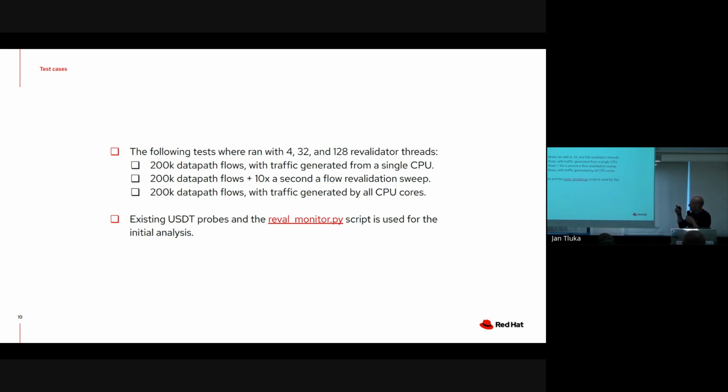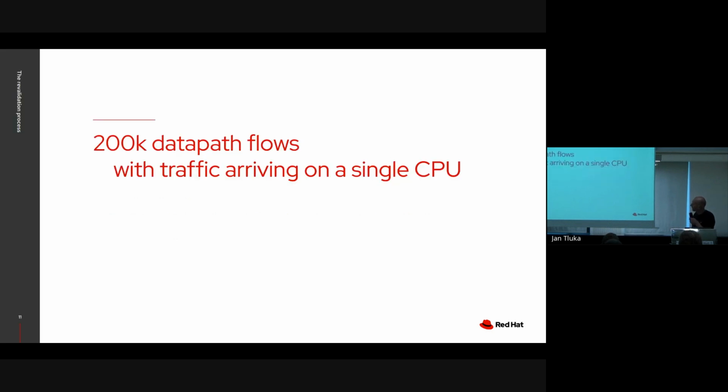And then I do the same test as the first one, but this time I have the traffic sent from all the cores. And when we talk about it, I explain why. To measure stuff, I use the existing revalidator monitor script that's available in the repository with the existing USDT probe, so no changes to the code for this test, and get the data.